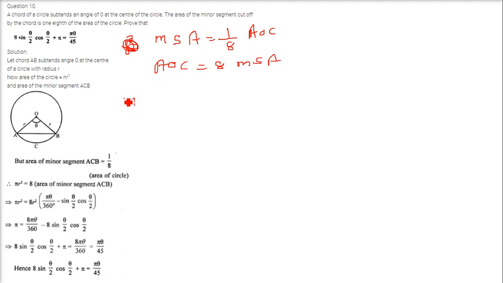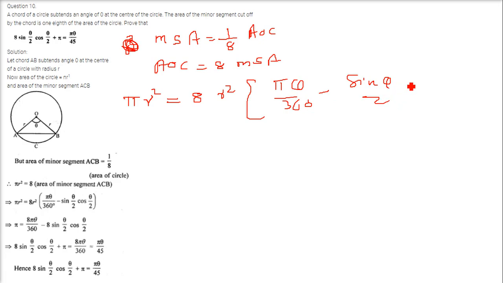What is the area of the circle? It is pi r square. It is simple. Pi r square is the area of the circle, and this is equal to 8 times the area of this minor segment, and we know the formula. It is r square times (pi theta by 360 minus sine theta by 2 cos theta by 2). This formula we know. Now the important thing is r square can be cancelled. When we cancel r square, then what do we get? We need sine theta by 2 cos theta by 2 on one side, and it has 8 also, so I have to multiply 8 inside.